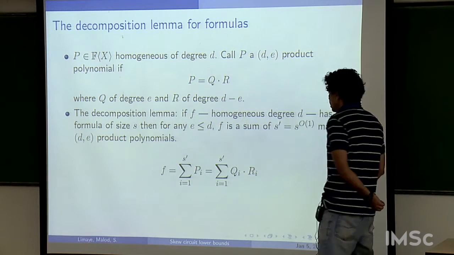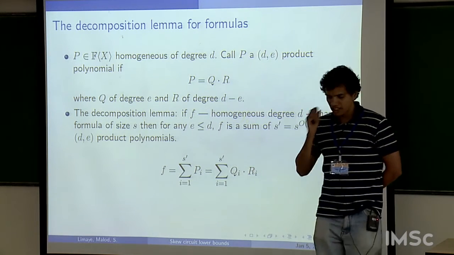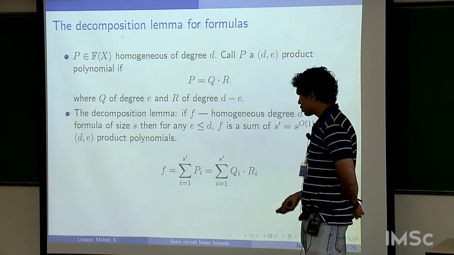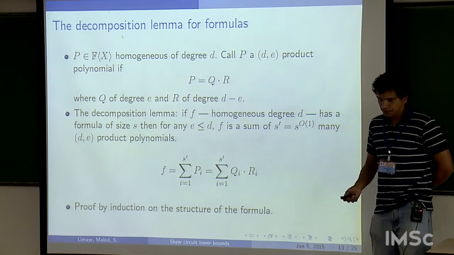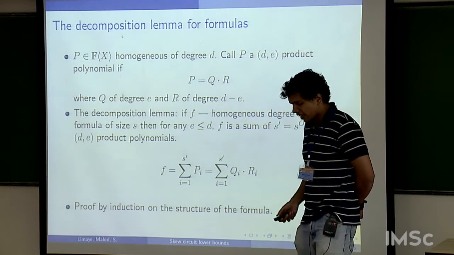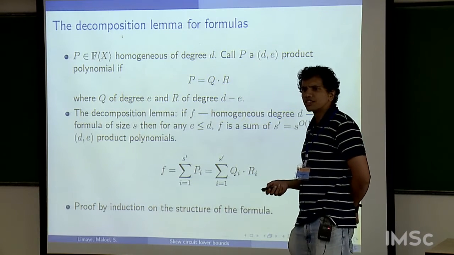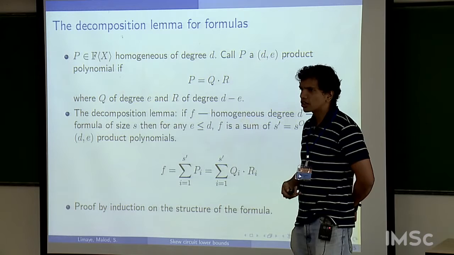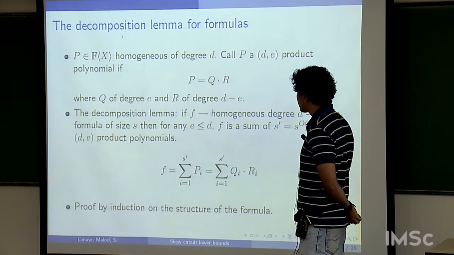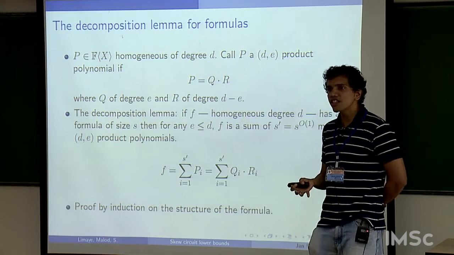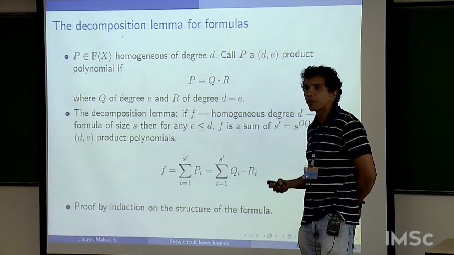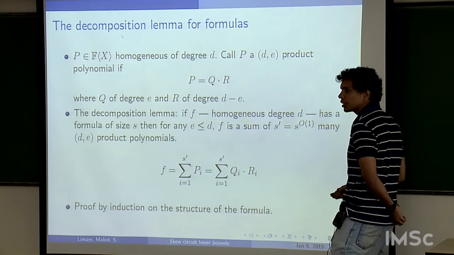It turns out that there is not much to the proof of this lemma. I'm not actually going to go through it. A similar thing is true for ABPs as well. The proof is by induction on the structure of the formula. It actually also holds in the commutative setting, so there's nothing special about this lemma as regards the non-commutative setting. There's a similar lemma in the commutative setting. What is special is that you can use this characterization in order to derive a lower bound, and that's true only in the non-commutative setting.